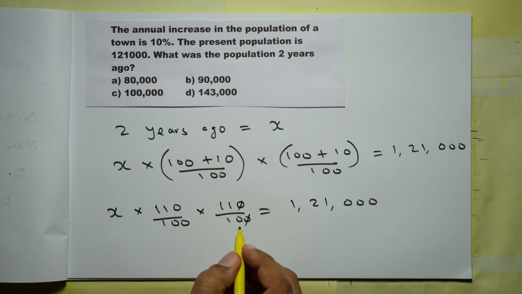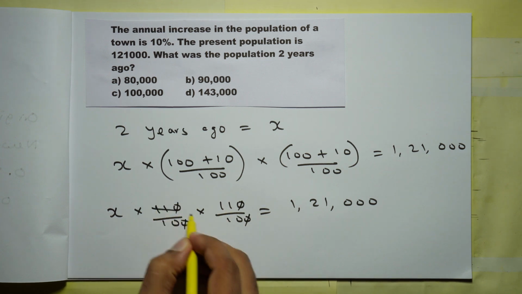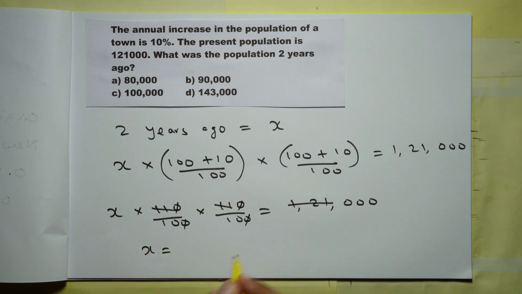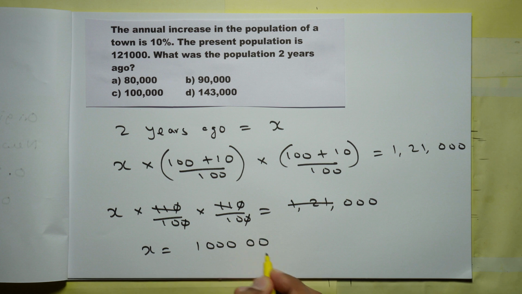0 I'll cancel here. 11 into 11 is 121. So I'll cancel with this 121. So X you will get it as here 1 followed by 3 zeros. So into 10 into 10. So 2 more zeros. So that will be 100,000. That is 1 lakh. So X, the population 2 years ago was 1 lakh. That is option C.